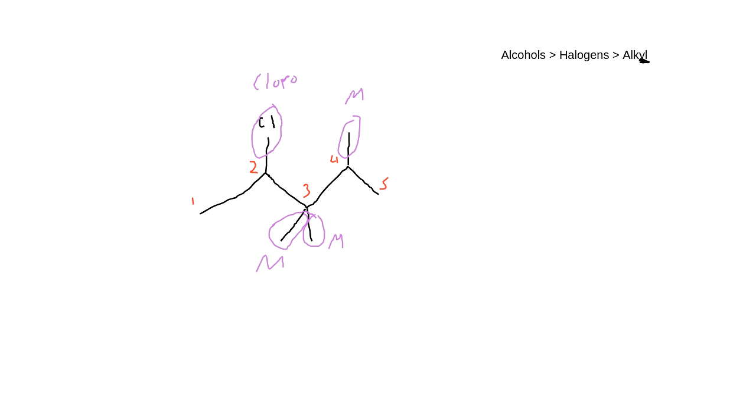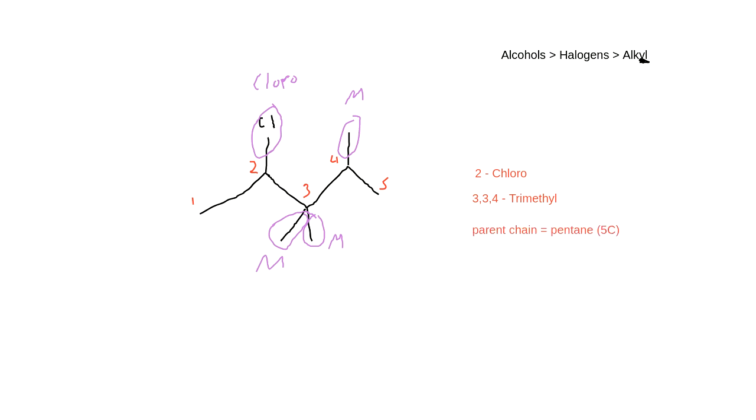Okay, so to name this, we have 2-chloro, and we also have 3,3,4-trimethyl. Okay, and parent chain equals pentane because 5 carbons.